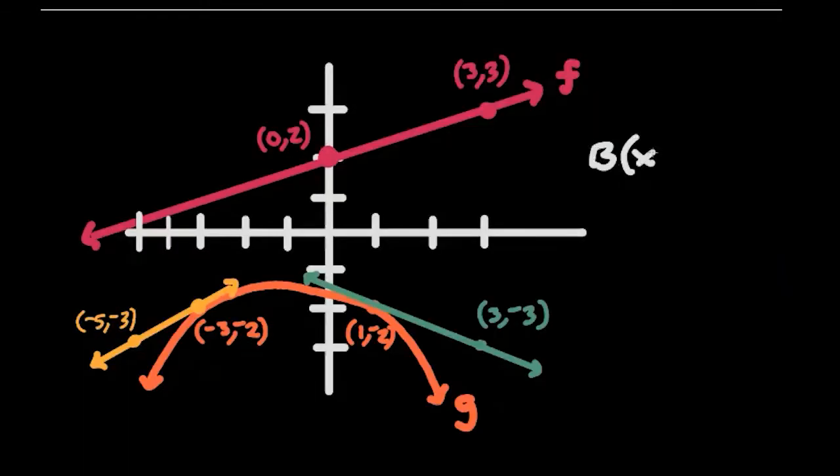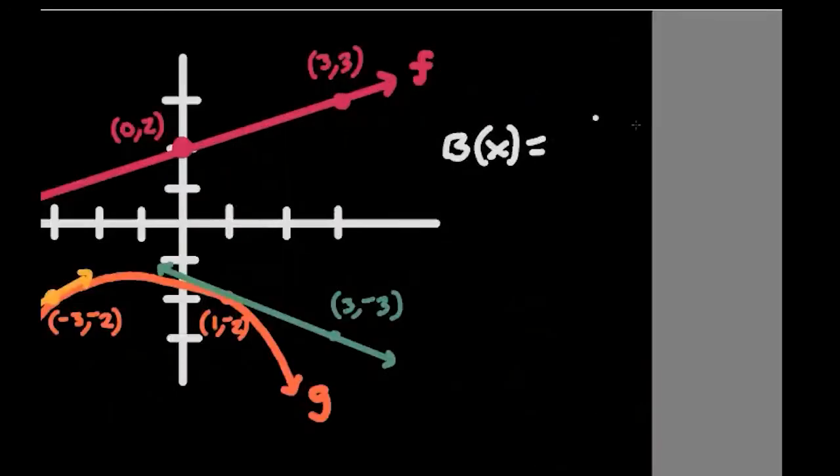b of x is equal to g of f of x, okay, and I want to find what is b prime of -3.